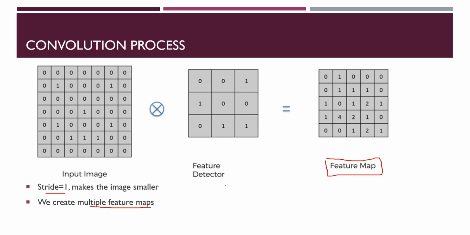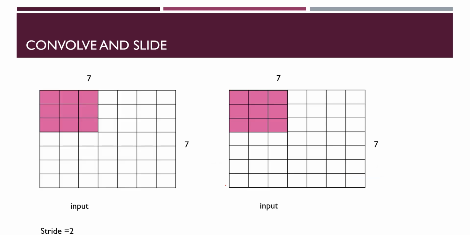Now let us see what happens when the stride is 2. In the same example, a 3 by 3 filter with a 7 by 7 image, initially we place it here. Next time we take a stride of 2 to the right. So we got one convolved value. Now we have the second value after performing convolution, and then we get the third value. So the output of this operation will be 3 by 3. When the stride is 2, the output will be 3 by 3.